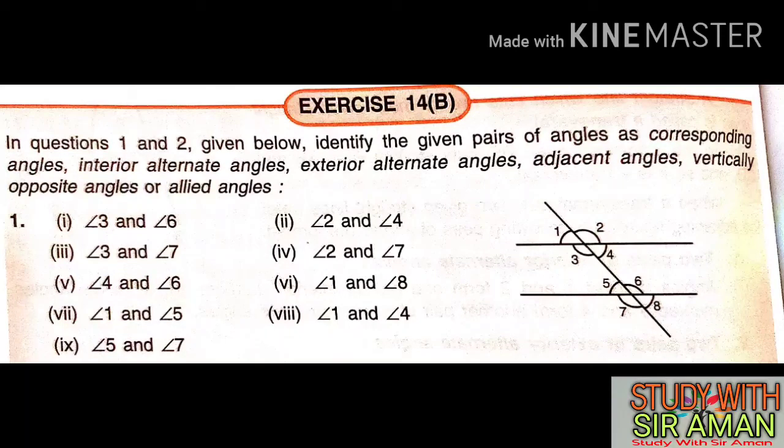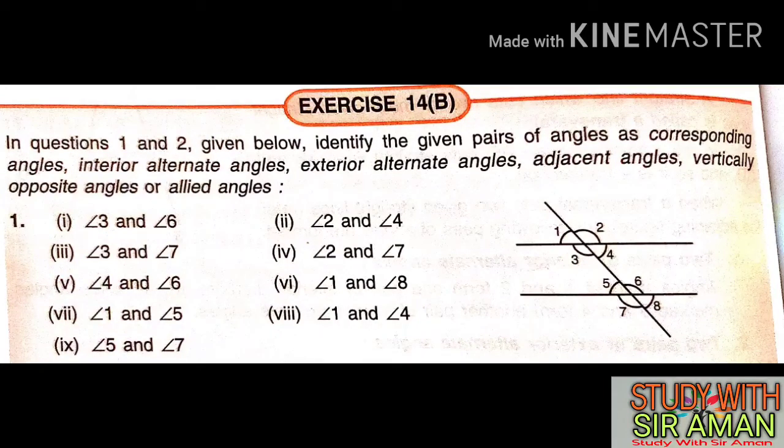3 and 7. See, angle 3 and angle 7, one is inside the line, one is outside the line. So for hint, what I have told you, corresponding angles are always made on same side. So 3 and 7 are which angle? Corresponding angles. Number 4, 2 and 7. Check. 2 is exterior, 7 is exterior, they are not on same side. So angle 2 and angle 7 are exterior alternate angle. Okay, 2 and 7.